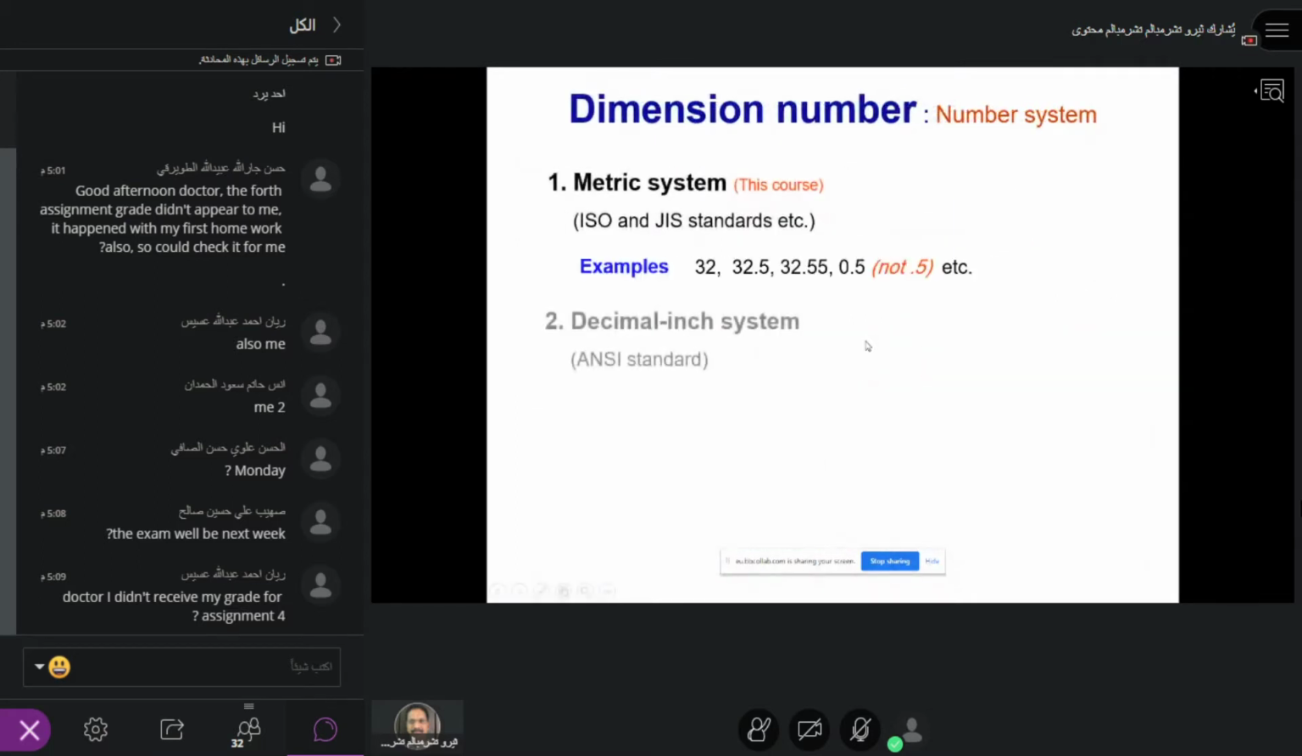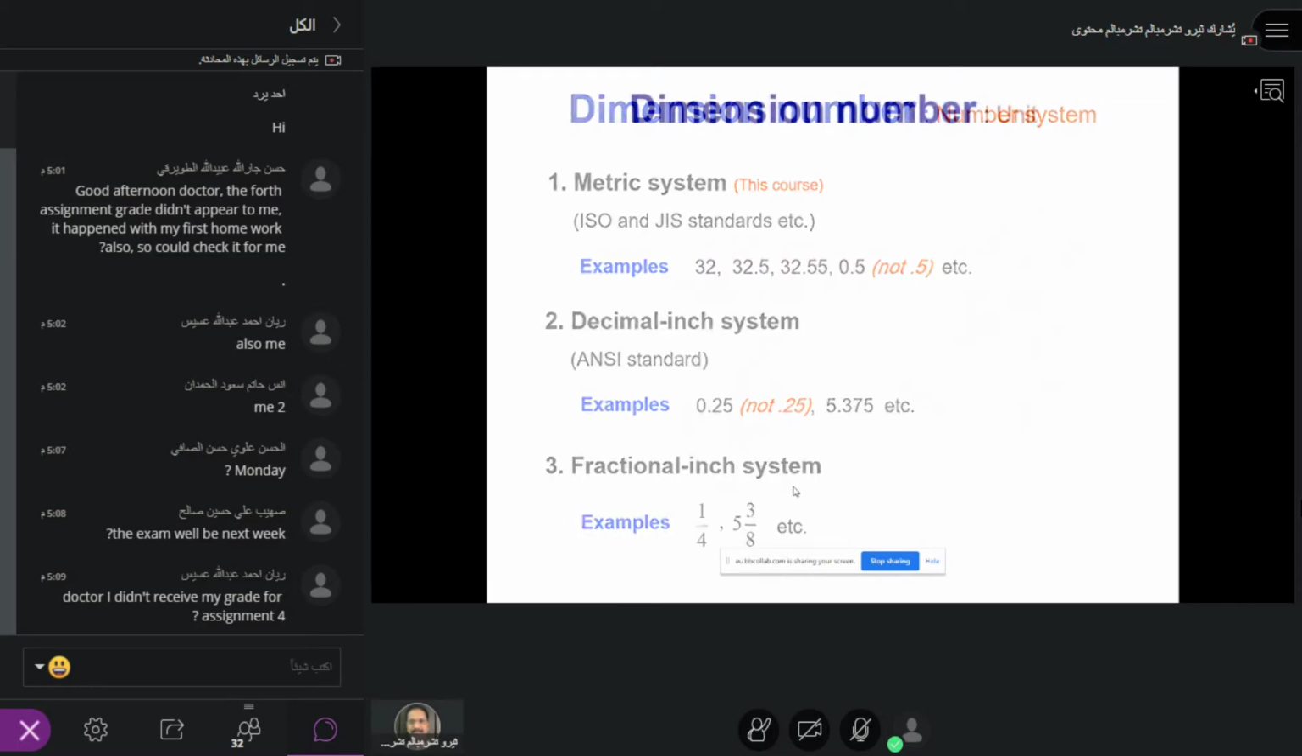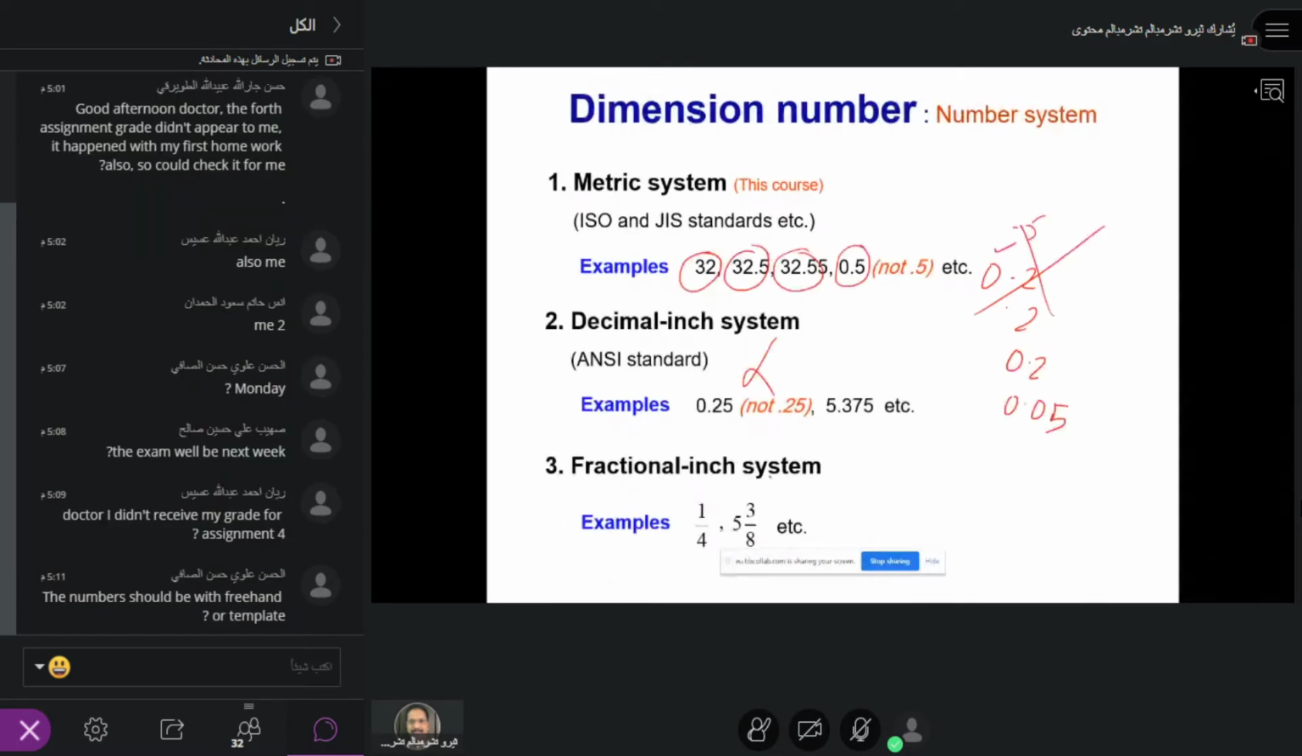Then dimension numbers. In the metric system, generally we use 32, or 32.5, or 32.55. Decimals like 0.5 are fine, but you should not write .1 or .2, this is wrong. You must put 0 in front, this is correct. So always write 0.2, 0.01 and so on. Decimals we don't need to worry about. The inch system we are not using. And the fraction you also have to write like this.